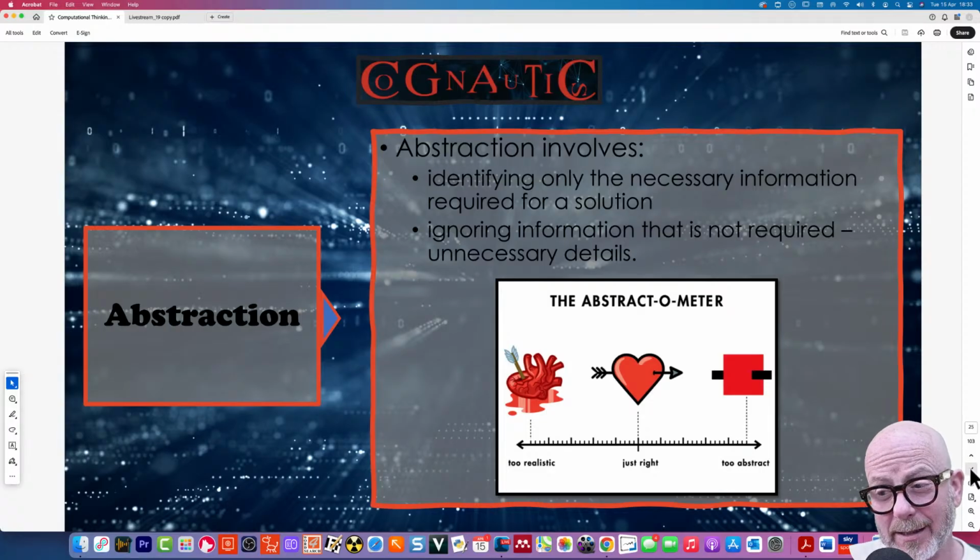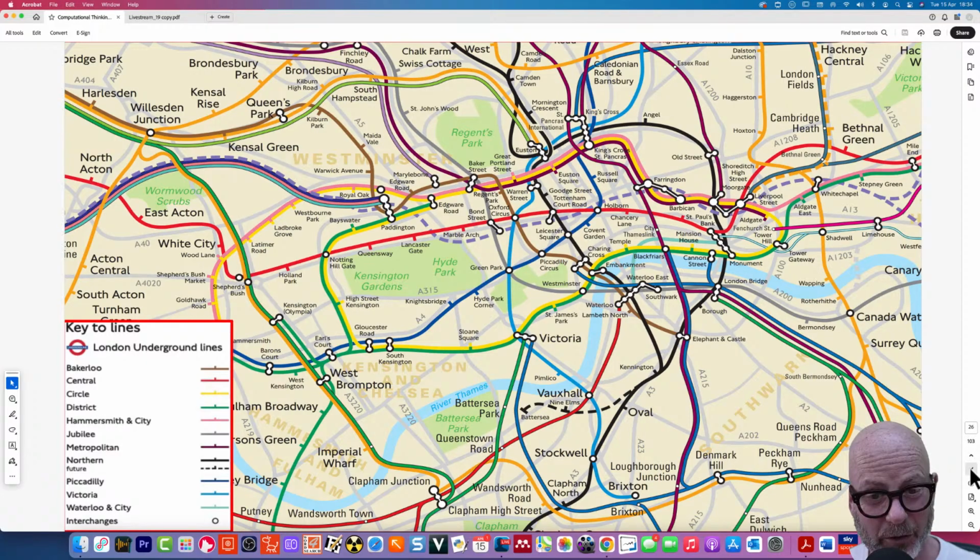Abstraction means identifying only the necessary information that you need to solve the problem. What do I have to know to solve this problem is a really good way of thinking about this. Anything else you ignore because it's not going to help you solve the problem. You've got that rather ridiculous graphic at the bottom there. On the right hand side, the square, that's complete abstraction. There's the heart, which is the standard cartoon image you might see of a heart. And then you've got too realistic, which you don't need, on the left-hand side. So we're looking for that middle spot, something that's going to help us solve a problem.